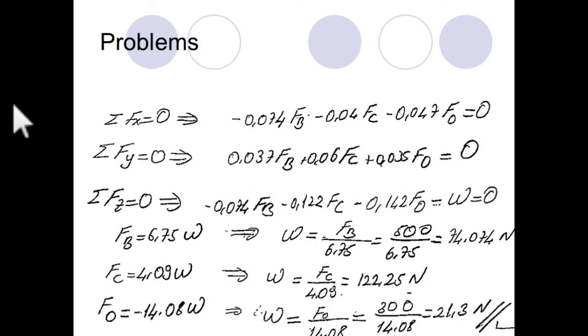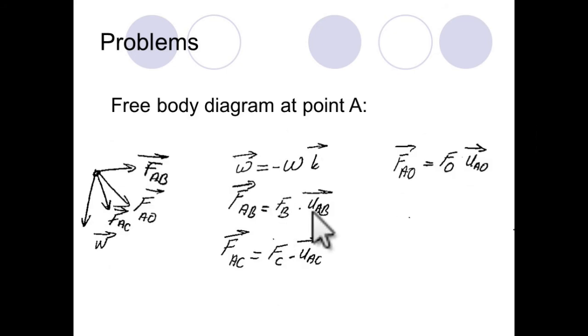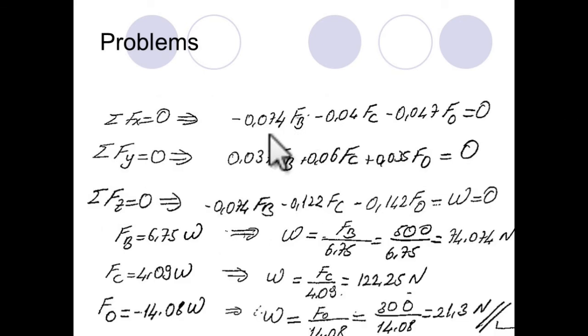Okay, so the sum of the forces in the x direction has to be equal to 0. Now, of course, I have UAB, UAC, right? Each has x components. From here, I can easily obtain that minus 0.074 FB minus 0.04 FC minus 0.047 FO is equal to 0. This is my first equation.